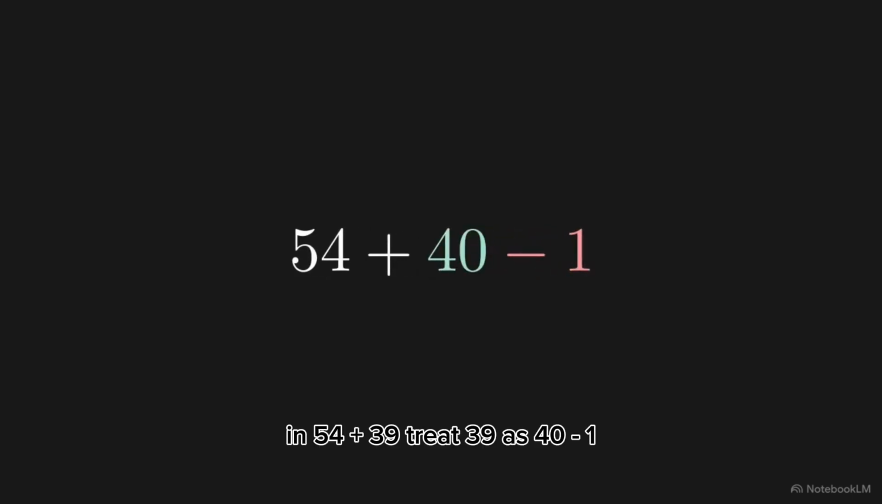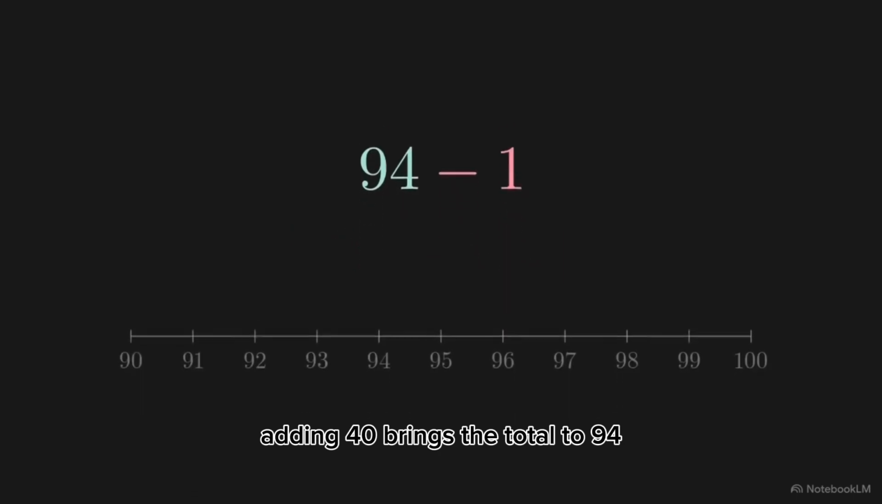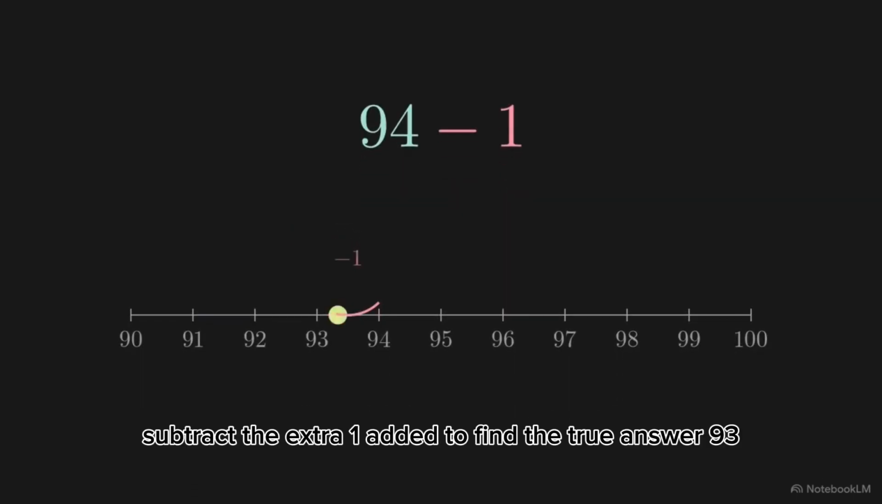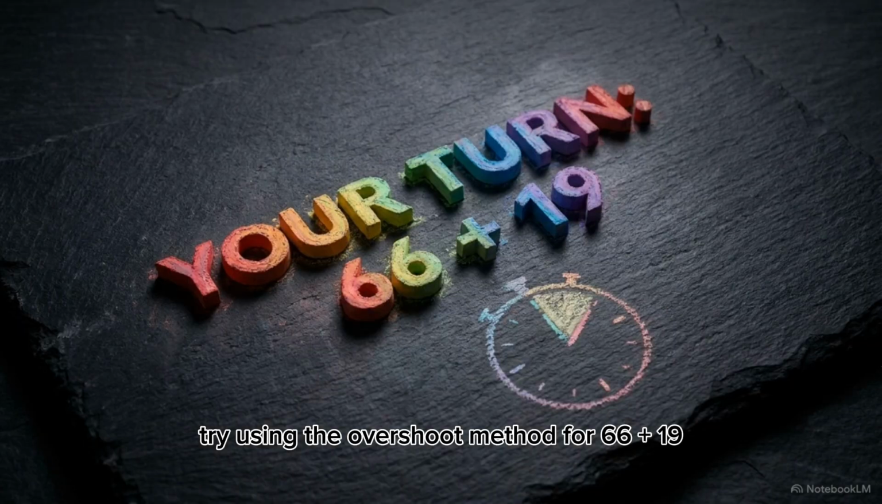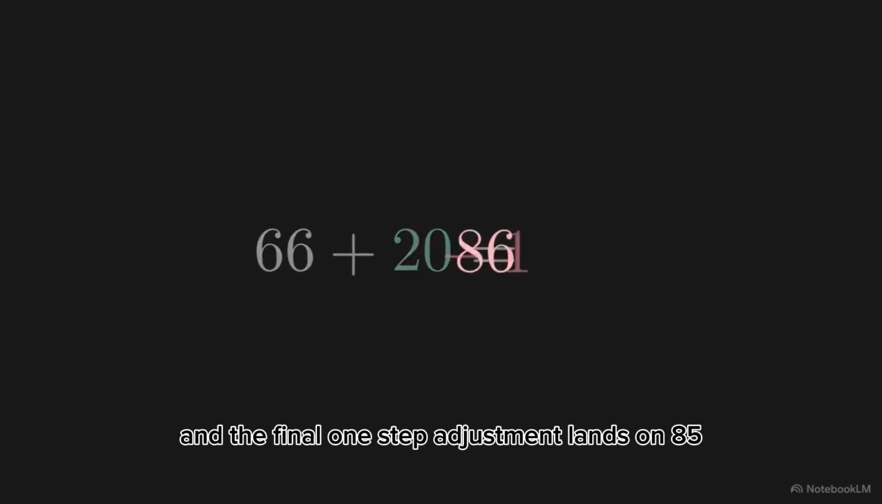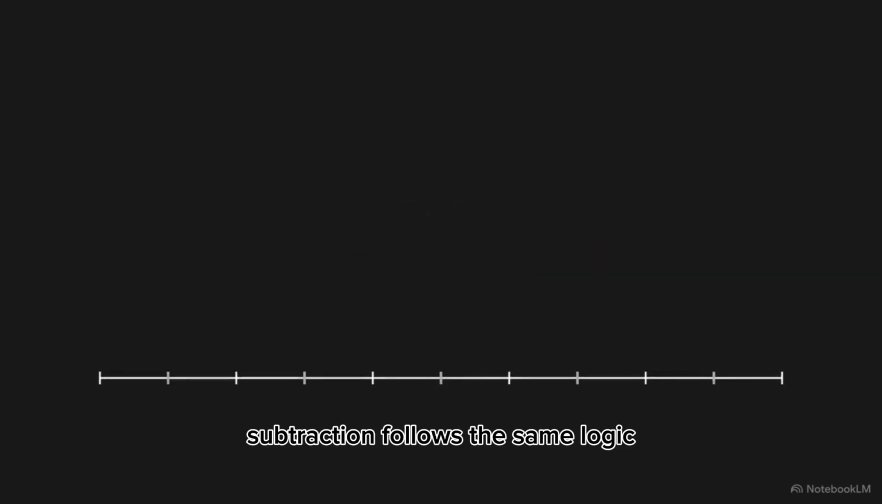In 54 plus 39, treat 39 as 40 minus 1. Adding 40 brings the total to 94. Subtract the extra 1 added to find the true answer, 93. Try using the overshoot method for 66 plus 19. Jumping to the nearest 10 gives you 86, and a final one-step adjustment lands on 85.